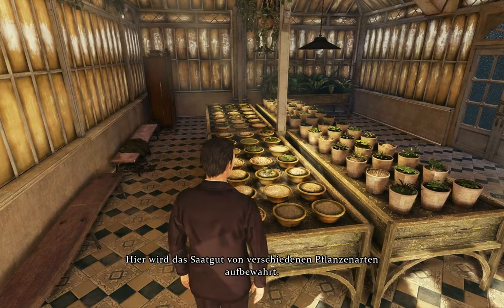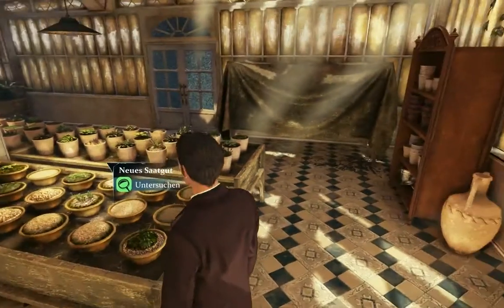New seeds. Seeds of plant species are stored here.